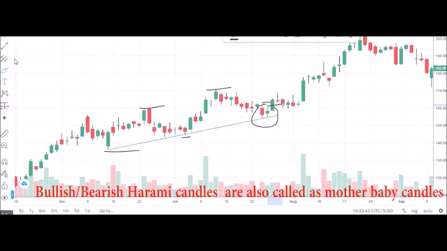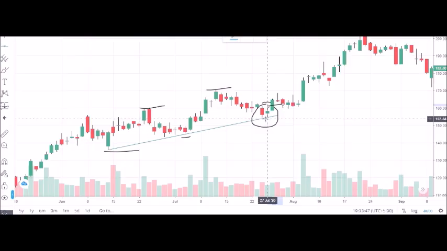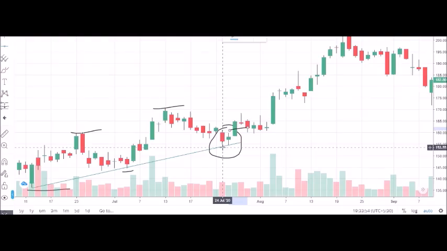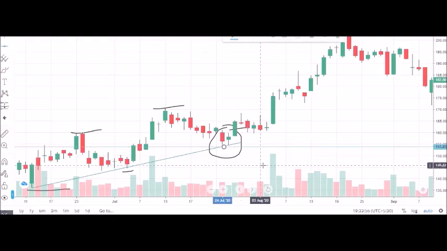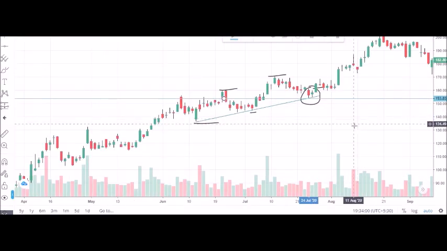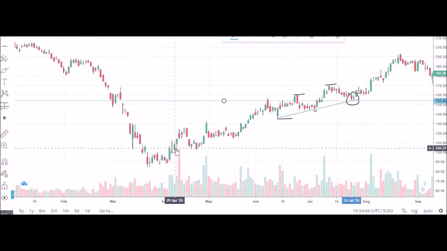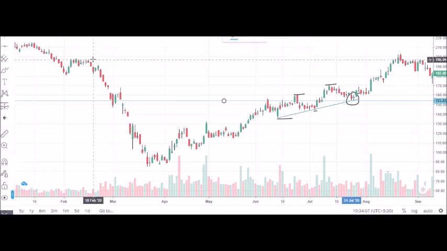Now our stop loss will be just below this red candle, that is the previous candle. Again, it's always better to keep a small buffer. Then our target is the previous swing high. Now where is that? See, here we get this target. So we can keep this.